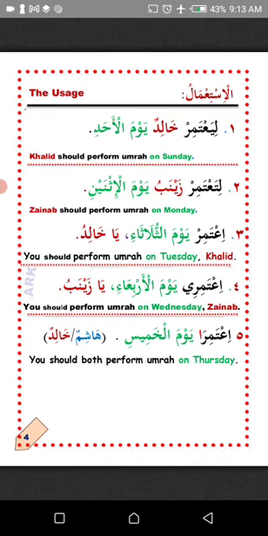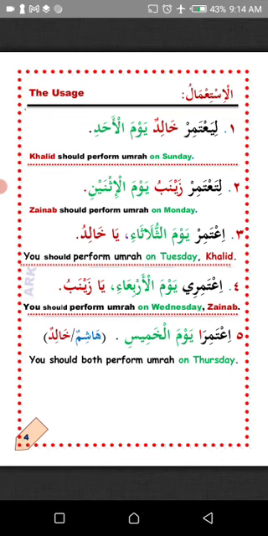ثلاثة, number three. اعتمر يوم الثلاثاء يا خالد. اعتمر, perform umrah يوم الثلاثاء, on Tuesday. يا خالد, Khalid.